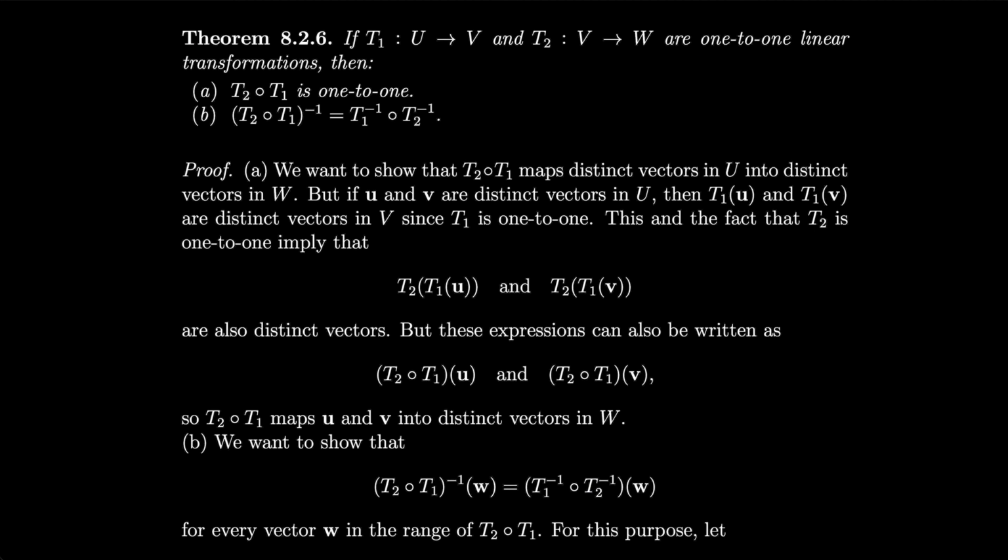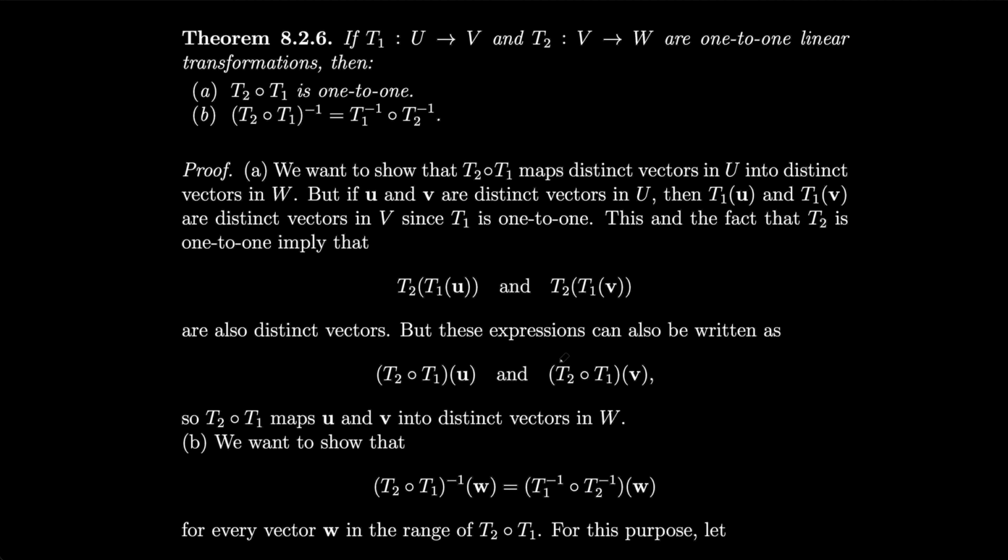So this and the fact that T2 is 1-to-1 imply that T2 of T1 of u and T2 of T1 of v are also distinct vectors. But these expressions can be rewritten as T2 circle T1 of u, T2 circle T1 of v. So that means that these guys are distinct. So T2 circle T1 maps u and v into distinct vectors in W. Okay, so that means that T2 circle T1 is 1-to-1.